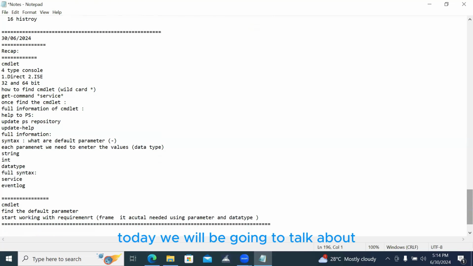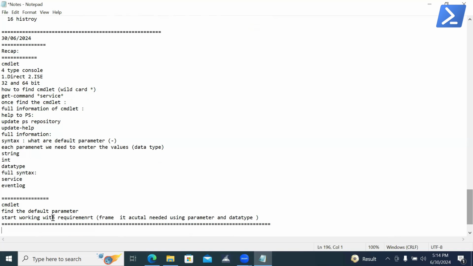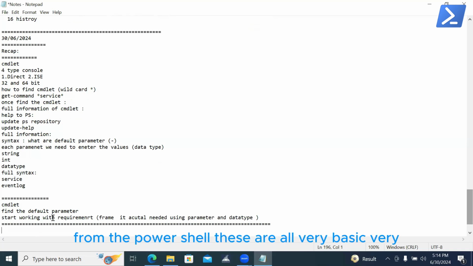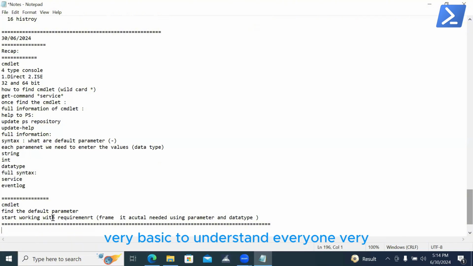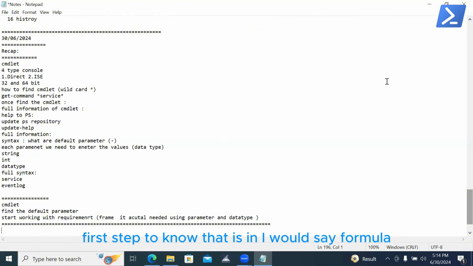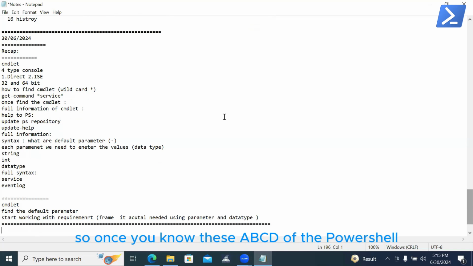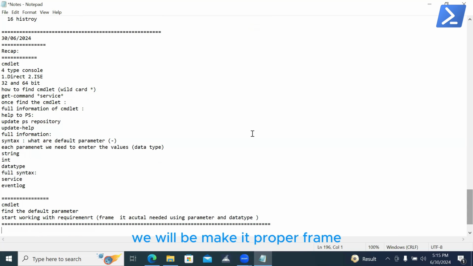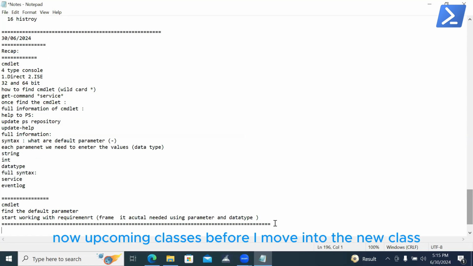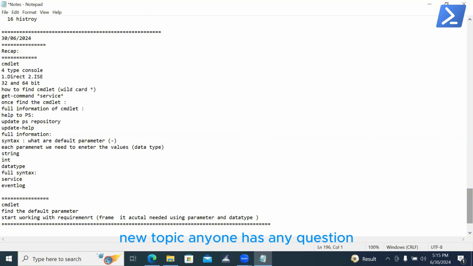Today we will continue with what we discussed yesterday. We'll be talking about a few more new things in PowerShell. These are all very basic to understand, everyone. It is the very first step, I would say the formula. Once you know these ABCD of PowerShell, the basics, we will make a proper frame, a proper script, in upcoming classes. Before I move to the new topic, does anyone have any question? Any confusion? No questions? No, sir. All clear? Yes.